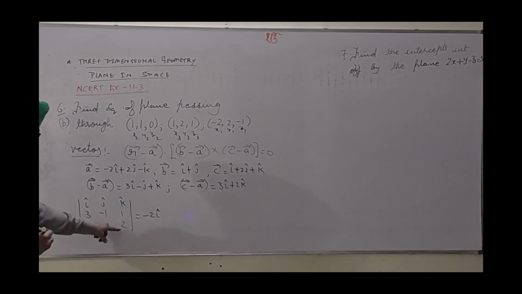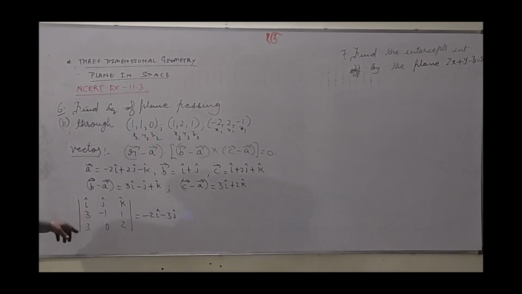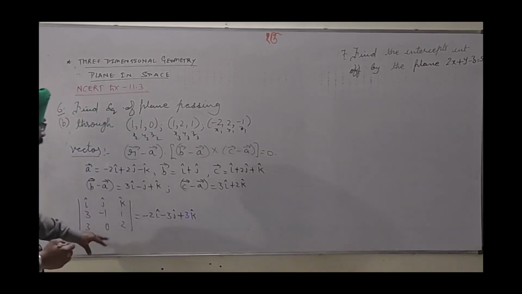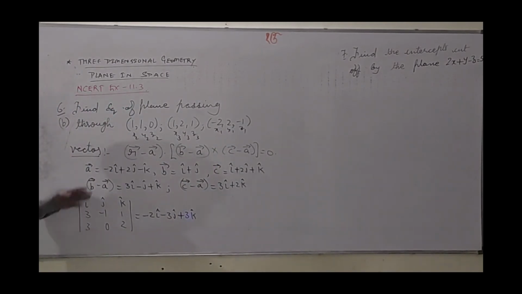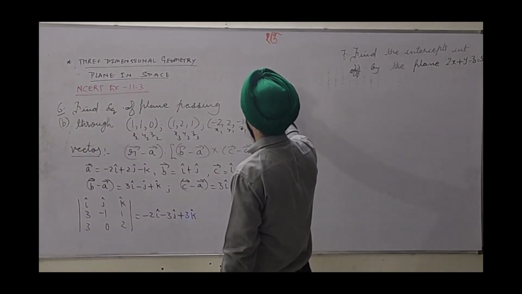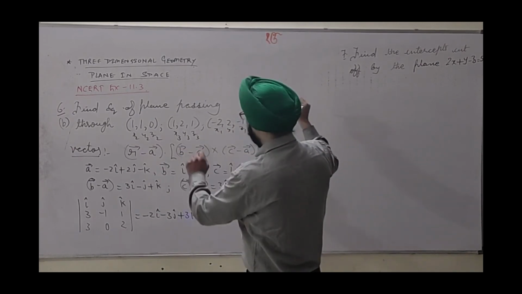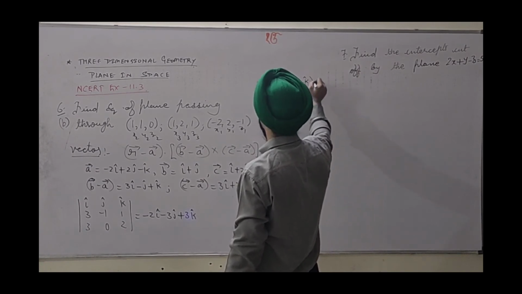For j, 3 into 2 is 6, minus 3, so minus 3j. While expanding the determinant the signs go plus minus plus, so be careful. For k, 3 into 0 is 0, minus of minus 3 makes it plus 3, so plus 3k. So finally, this bracket's value we have obtained. In vector form, we can write this as r minus, what was a here? Minus 2i minus 2 plus 2 minus 1, minus 2i plus 2j minus 1k.